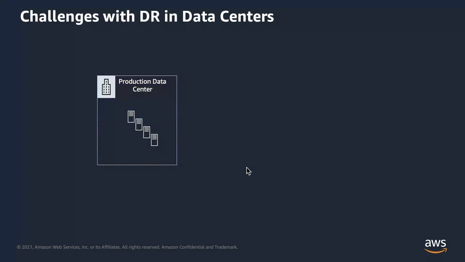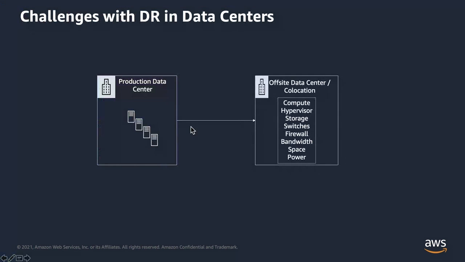So what are the challenges with disaster recovery within data centers? For many, many years and decades, this has been a popular architecture where applications in the production data center are being protected, backed up, or replicated to a second data center. Could be a co-location or your own data center. The challenge here is that if you think about the amount of infrastructure that you need to allocate in your offsite data center for DR purposes, you not only need just storage to store the data, but you need compute to run either backup software or replication software. You need some sort of hypervisor.